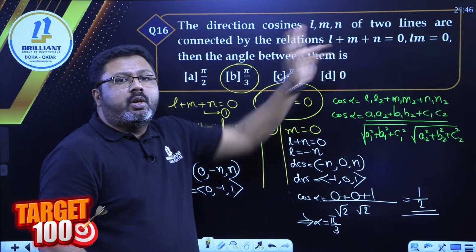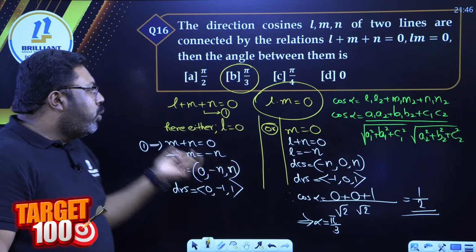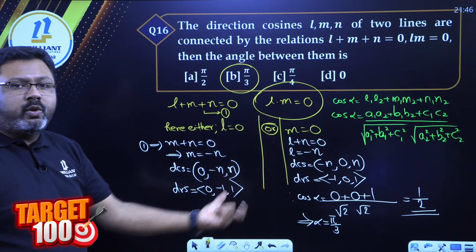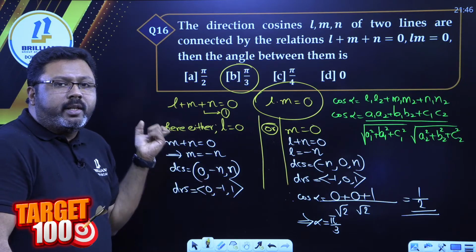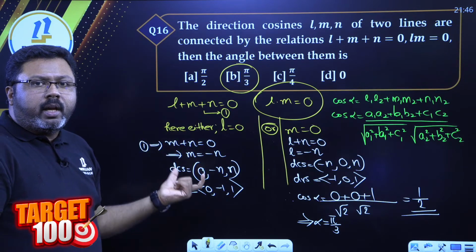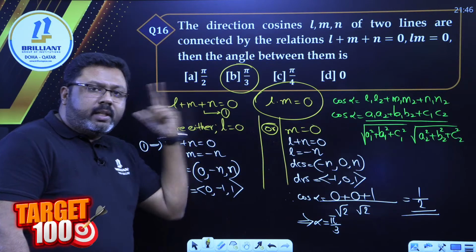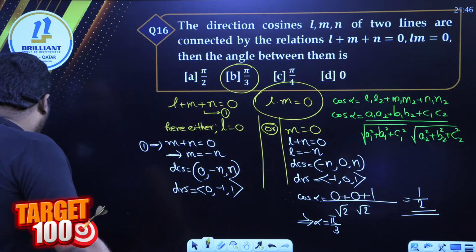I'm using L into M is equal to 0. What are the conditions I created? How I made the direction cosines? How I made the direction ratios? Please go through it again. Even if it's not clear during the live session, you can go to the recording again and see it and learn it again, please.